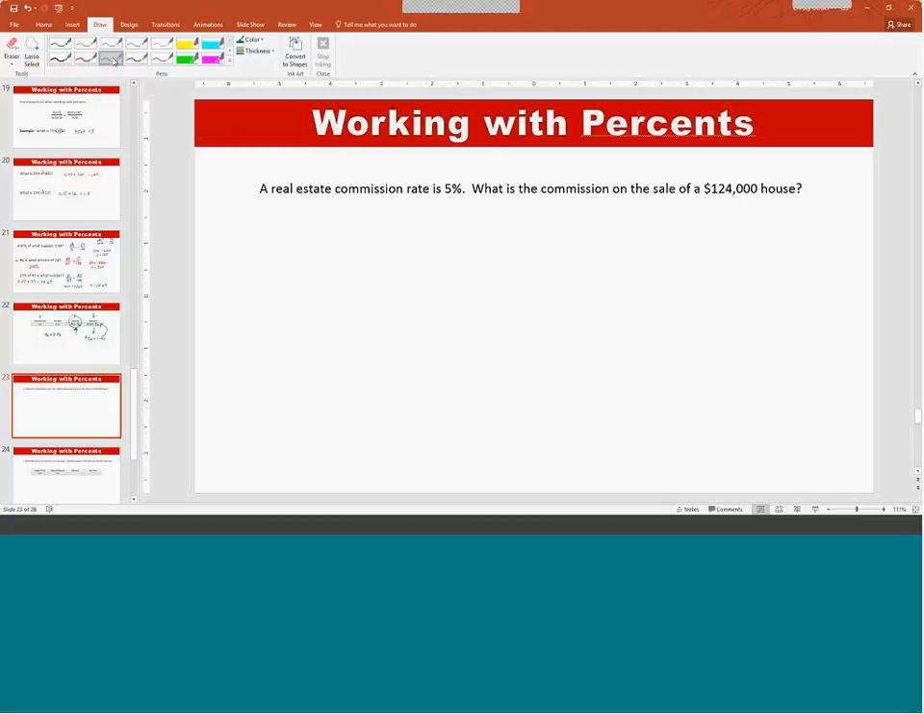How does this look when you're buying a house? That's very important because this is a very important percentage, because houses are quite pricey. So how do you figure out the commission on a sale of a $124,000 home? We're going to multiply $124,000 by the decimal version of 5%, or 0.05. Put that in the calculator, and you get $6,200.